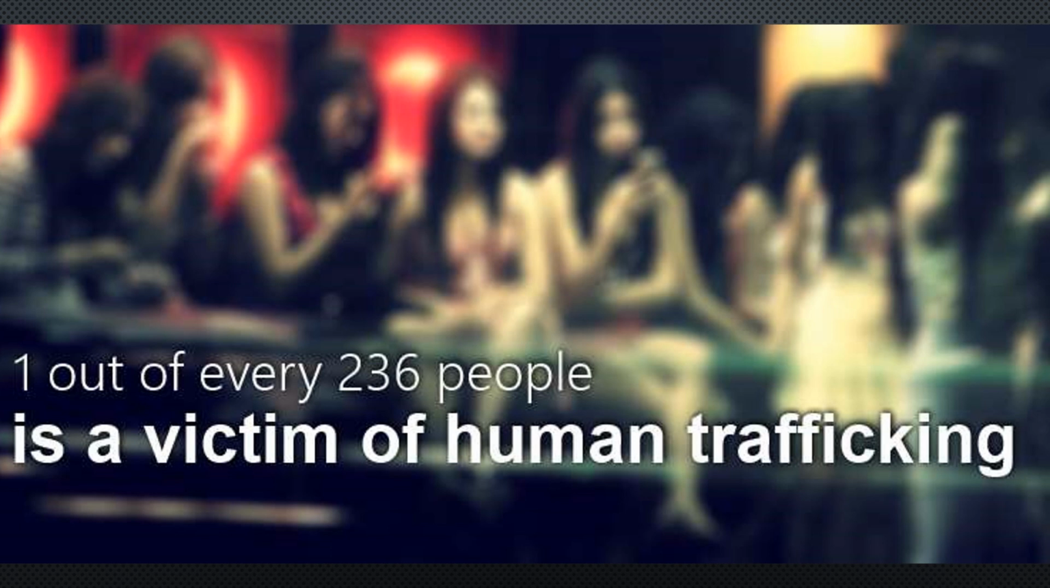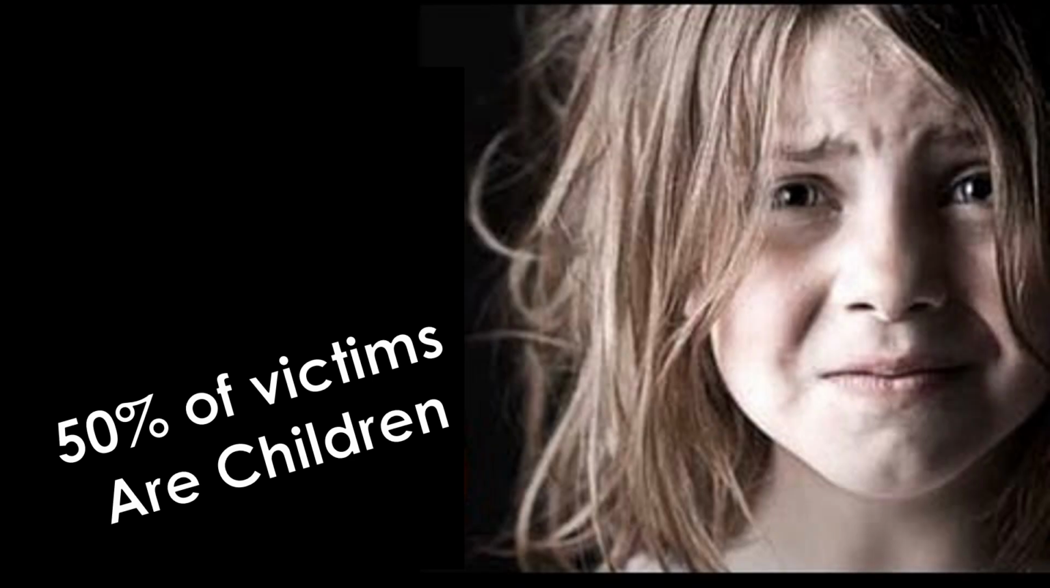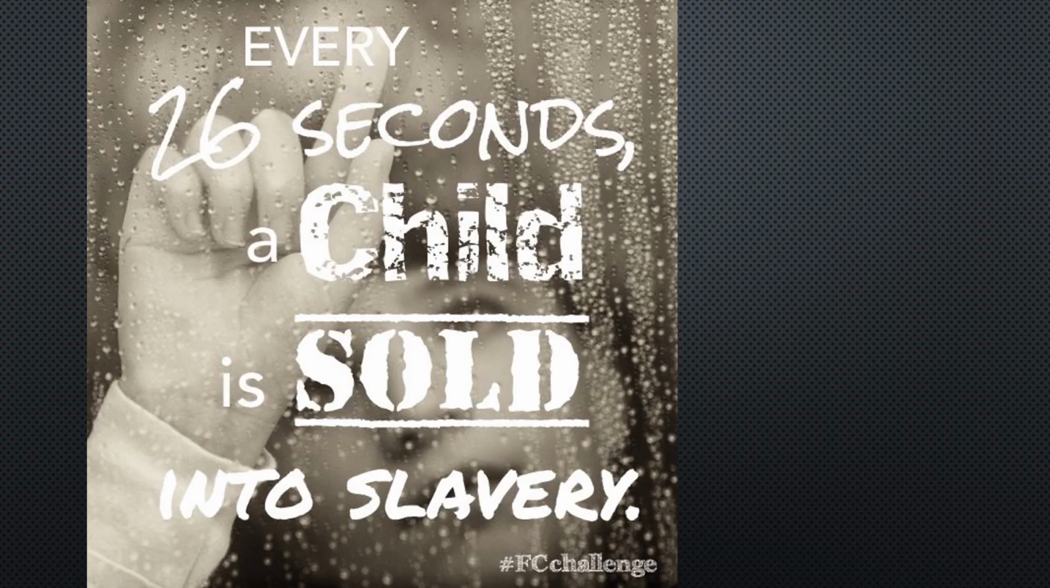Doing those numbers, it is estimated that 1 out of every 236 people is a victim of human trafficking. Now, I don't know how many people are transported in your agency in a given year, but I would bet that it's more than 236 people, which means statistically, we see victims. And remember that the average age of the victims in the United States is 11 to 14. 50% of victims are children, not adults. And worldwide, it is estimated that a child is sold into slavery every 26 seconds.